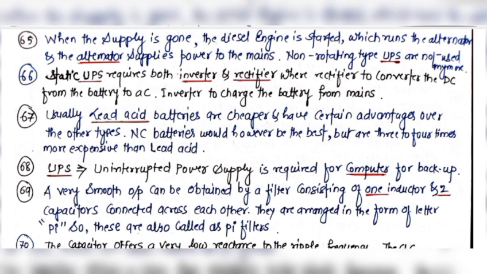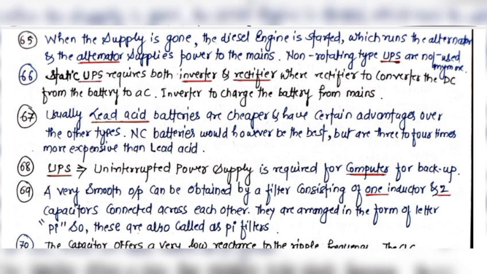Usually, lead acid batteries are cheaper and have certain advantages over the other types. NC batteries would, however, be the best, but are 3 to 4 times more expensive than lead acid. UPS, uninterrupted power supply, is required for computers for backup.